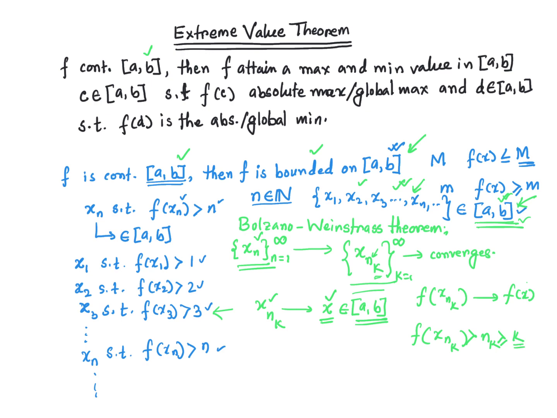Now we are ready to prove the extreme value theorem. Just to remind you what the extreme value theorem says: if f is a continuous function on a closed interval [a, b], then f has a global maximum and minimum in that interval. So there are values c and d in this interval such that f of c is the global maximum and f of d is the global minimum. That's what we are trying to show.